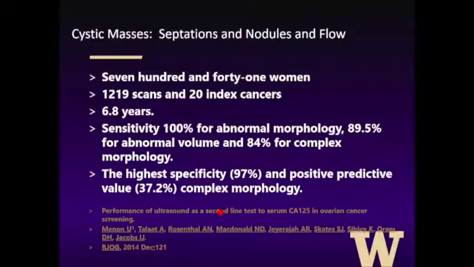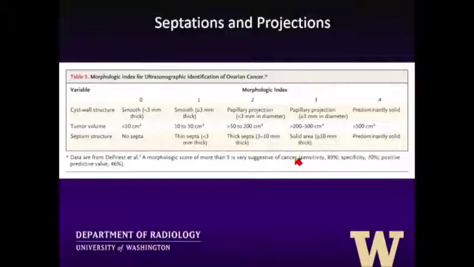This is 2014. And this was the performance of ultrasound as a second-line test, the screening with CA-125. I said we'd talk about screening, and we will. 741 women, 1,219 cancers. This study was done over almost 7 years. And when we see these, ultrasound sensitivity was 100% for abnormal morphology, 90% for abnormal volume, and the highest specificity and positive predictive values were found for these findings. So ultrasound is very, very good at doing this. So the question becomes, why don't screening programs using ultrasound really work?